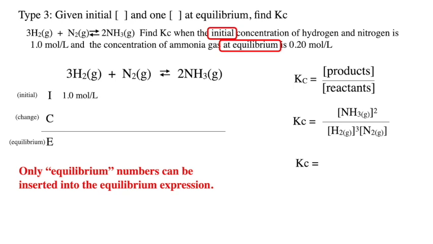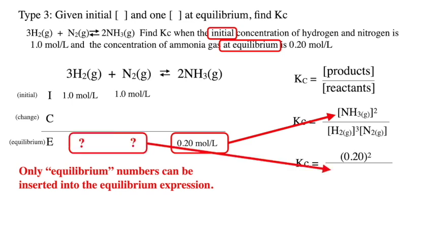They said initial, so I put 1 mole per liter of H2 into this container, okay? And then it's going to start reacting. I put 1 mole per liter of N2 in there. And they told me at equilibrium, I have 0.2 moles per liter of ammonia. So that is my equilibrium number, which goes into my equilibrium expression to find my equilibrium constant. So that number goes there.